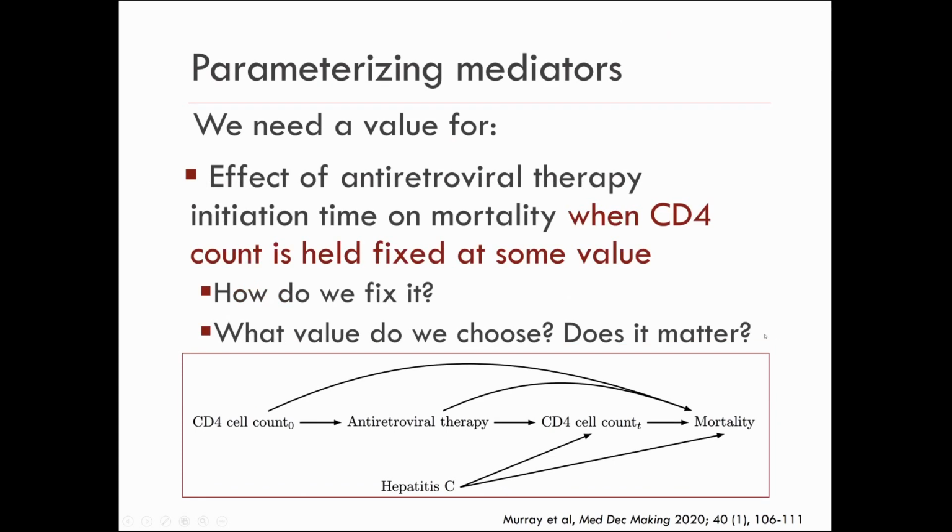And this particularly comes in when we're trying to parameterize the mediators. So for example, in our simulation model, we might need a variable that represents that arrow that goes directly from antiretroviral therapy to mortality. And that arrow represents the effect of antiretroviral therapy on mortality when CD4 count is held at some fixed value. But how do we fix it? What does it mean for CD4 count to not change, even when someone is or isn't given antiretroviral therapy? And then also, what value should we choose? Does it matter? Is there a different parameter for that arrow when CD4 count is fixed at 100 versus 200 versus 1,000? Do we potentially have 1,000 different values for that parameter? 10 different values? How do we determine that? So this can make it really difficult to parameterize our simulation model.